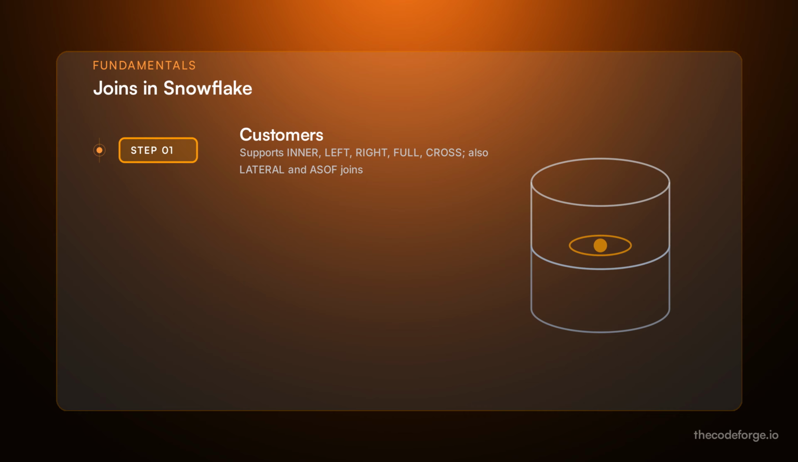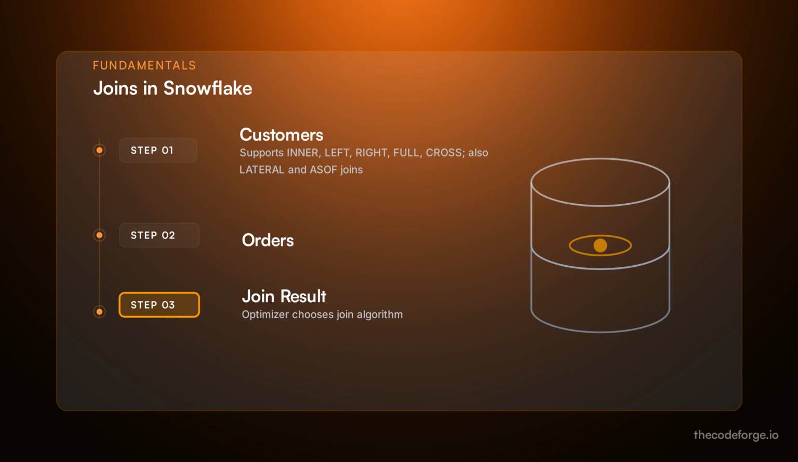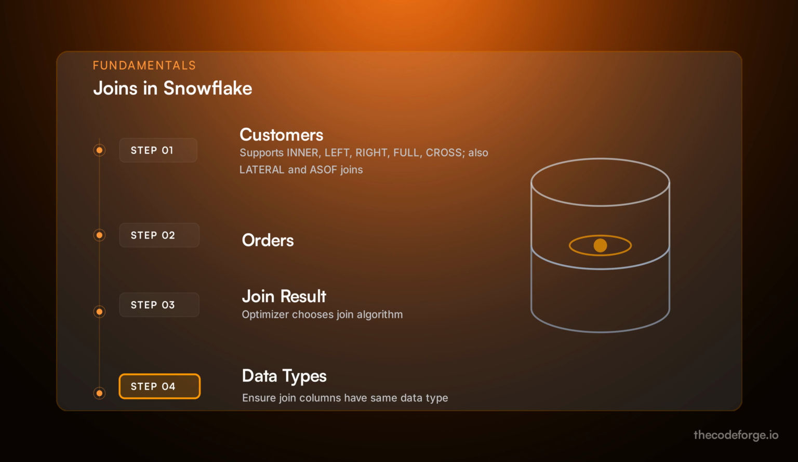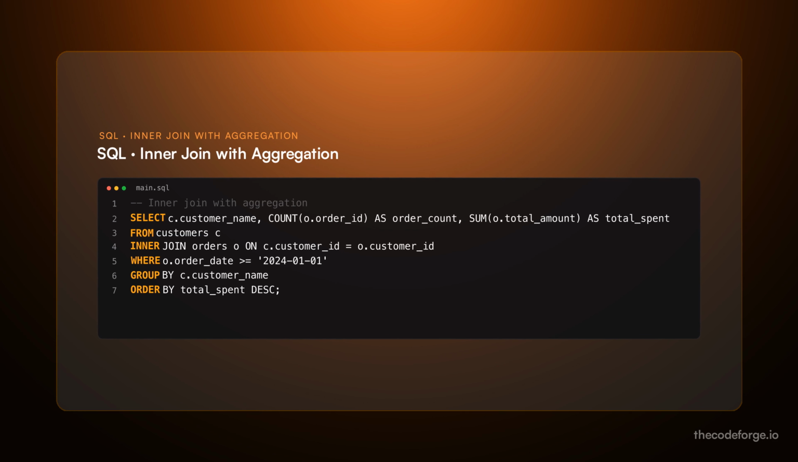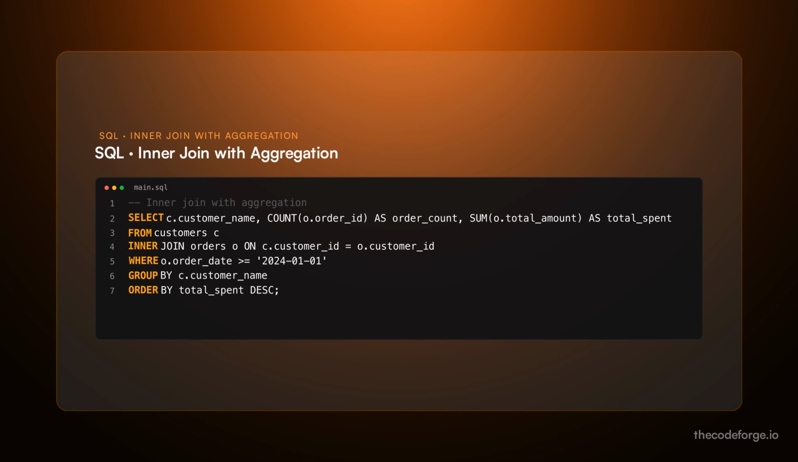Snowflake supports all standard join types, plus lateral and ASOF joins for more complex row-based and time series matching. When joining a customers table with orders, ensure join columns are of the same data type to avoid implicit casts. The query optimizer automatically chooses the join order and algorithm. This query joins customers and orders, then aggregates to find total spending per customer. Note the join condition and the where clause filtering on the order date.